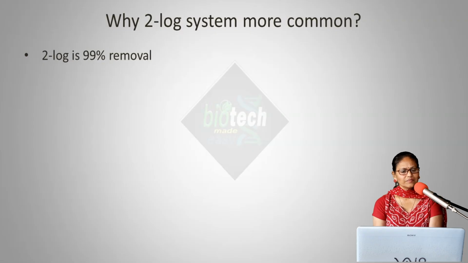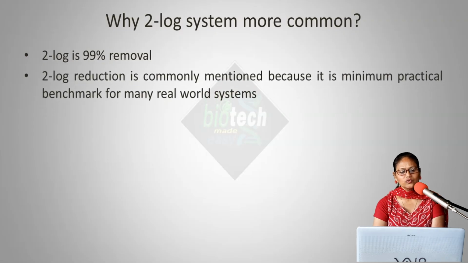Because 99% removal has already taken place. So 99% removal is quite good for many of the applications. I'm not saying for each and everything, but for many applications it is quite good. And 2 log reduction is commonly mentioned because it is the minimum practical benchmark for many real world systems. In many real world examples, you will see that at least 2 log reduction is needed.